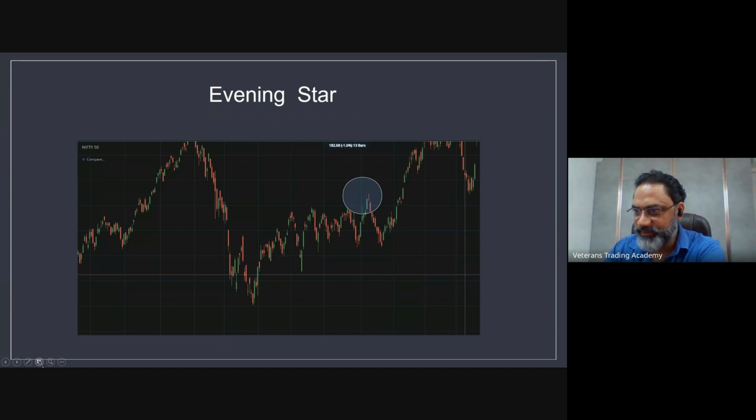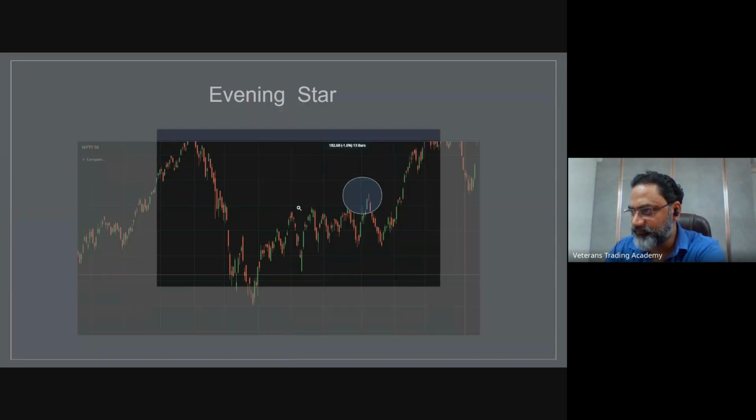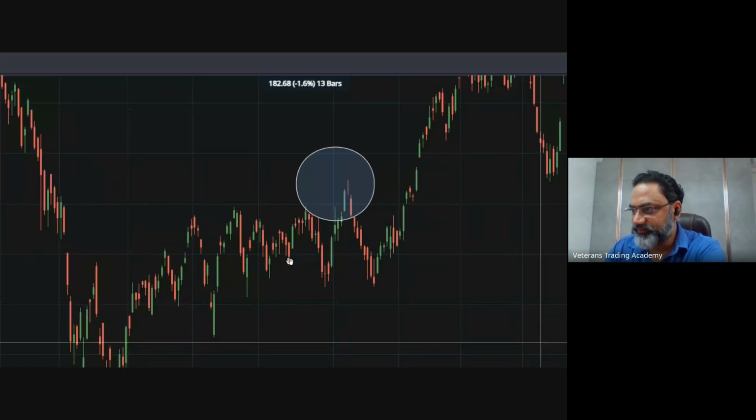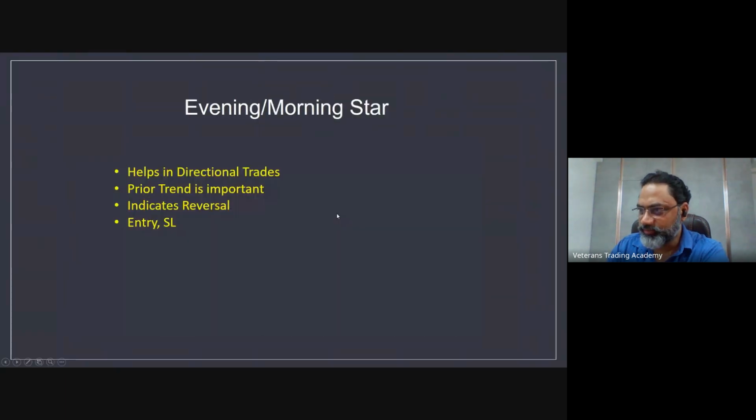So again, here is an example, a Nifty 50 example, in which there was some sort of uptrend, and then there was some sort of doji. Next day, the market opened down and kept on selling. So this is the formation of an evening star. Just like the morning star, the evening star is the opposite of that. It helps in directional trades.